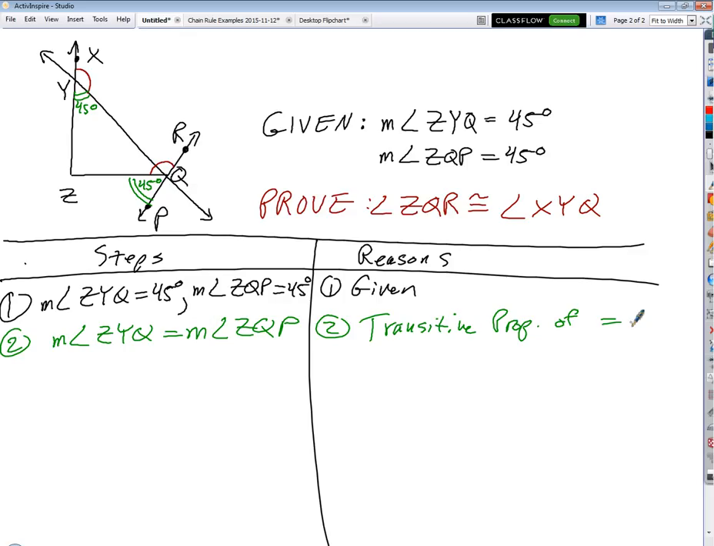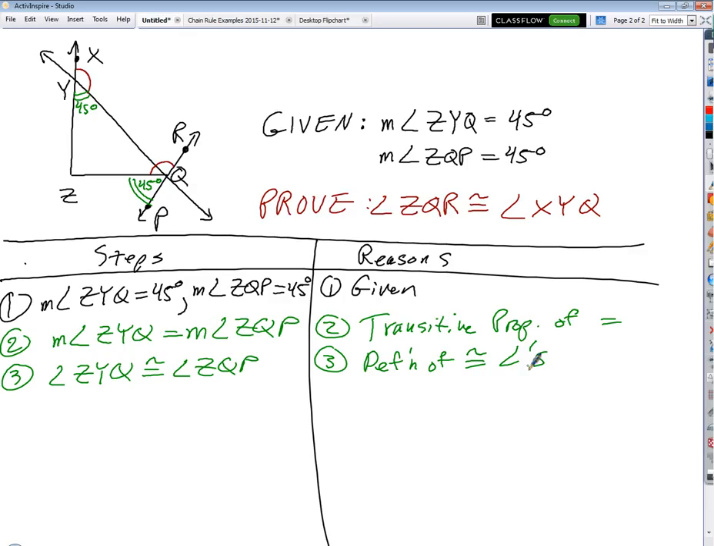So then the step that goes with that, what's the next step? Angle ZYQ is equal to ZQ. Not equal, congruent. Angle ZYQ is congruent to angle ZQP by the definition of congruent angles. Good, right? So far so good. So we showed those are congruent.